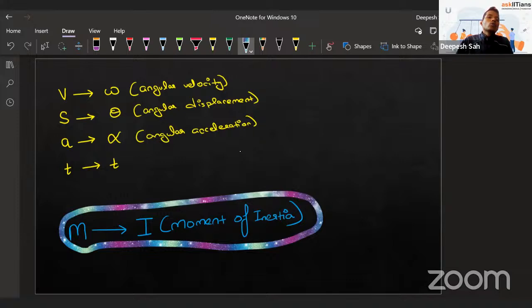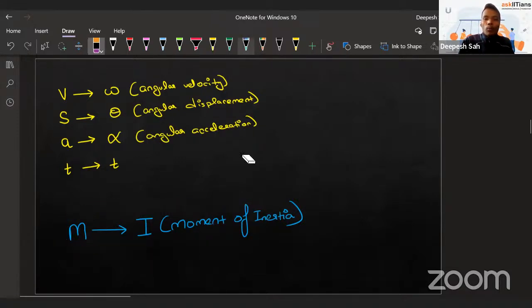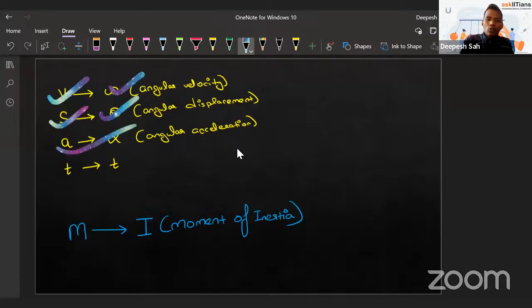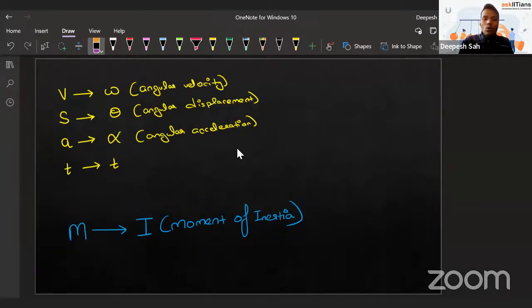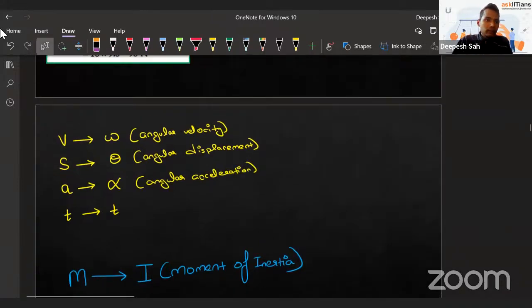Have a look how. To do it, it's very simple. Just like there is the conversion of velocity into angular velocity, displacement into angular displacement, and so on, just convert the mass into the moment of inertia. That's it. M into I. So what is that helping in? Have a look.